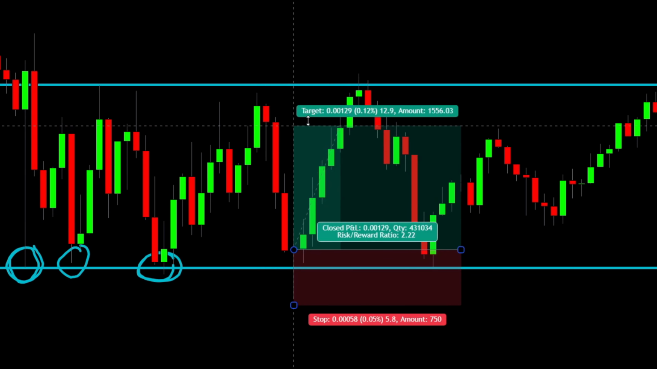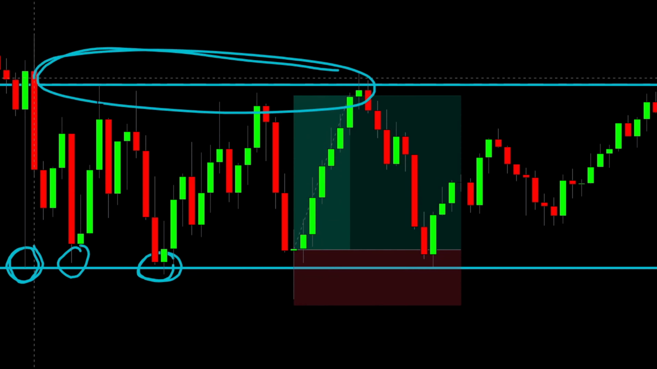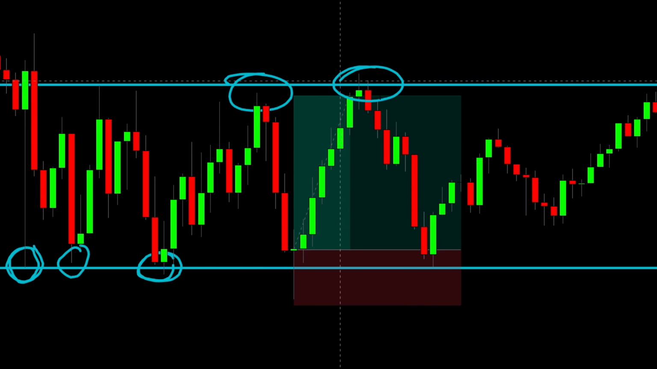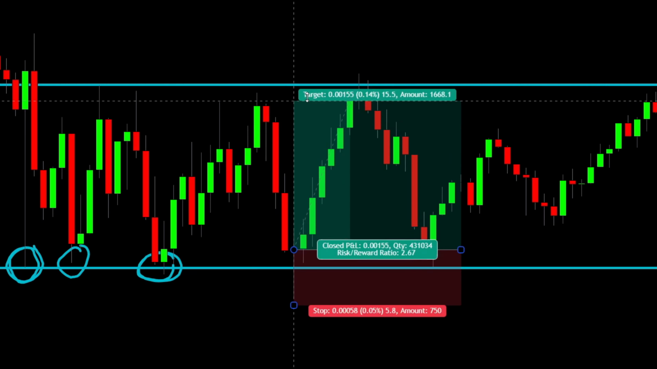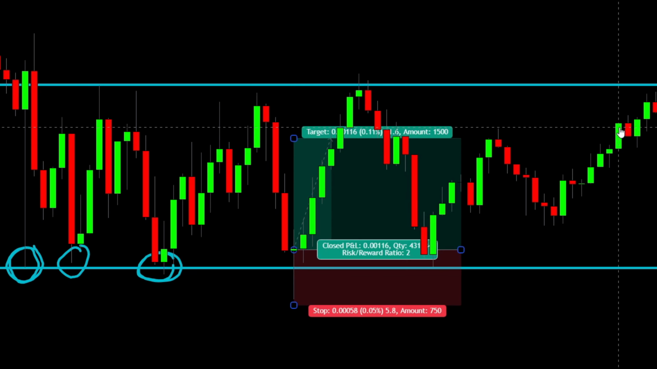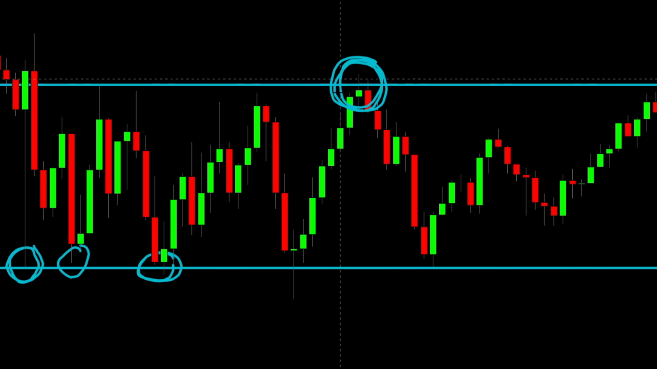And as for the target level, if we have a range, many traders will set the target below the resistance of the range, because it is likely that we see some selling pressure coming in at this point. Or you can use a fixed risk to reward ratio, such as a 2-to-1 risk to reward. In this example, you can actually see that we pretty much had yet another failure test right here.